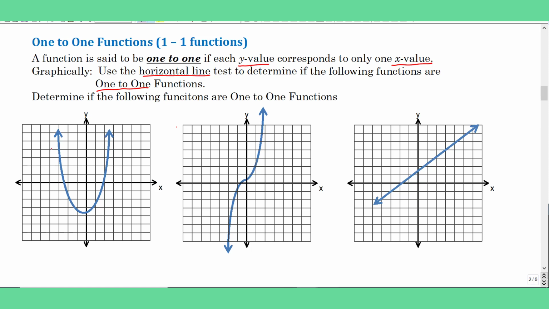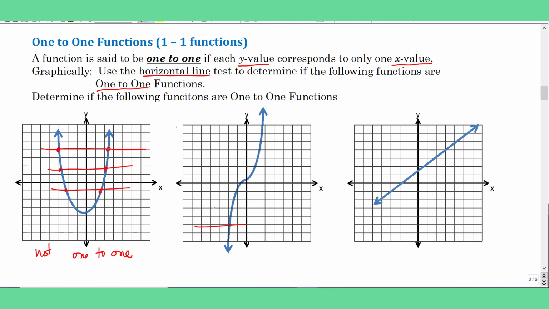So if I draw a horizontal line, does it intersect the function in more than one point? Yes, it does. So this is not one-to-one. It is a function, but it's not a one-to-one function.